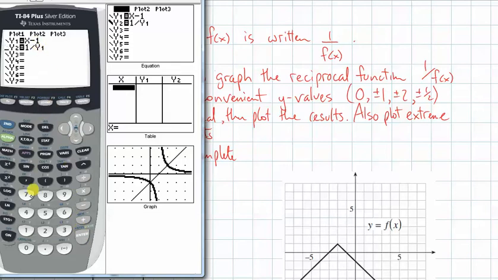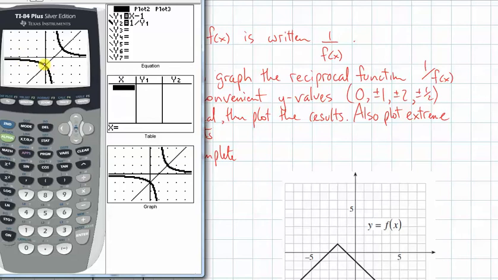I'm choosing Zoom 4 window. There we go. And we see the line. And this is what the reciprocal function looks like. Now, the reciprocal function is a type of rational function. It has some special properties, though.